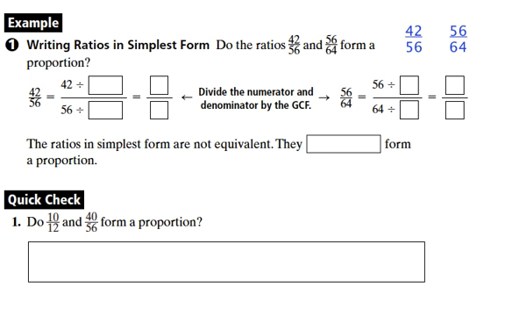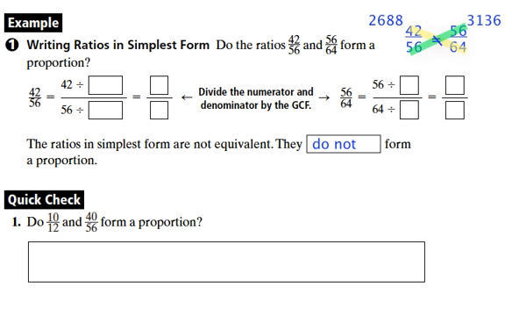We start by multiplying 64 times 42, which is 2,688. Now we multiply 56 times 56, which is 3,136. Since the cross products are not equal, these two ratios do not form a proportion.